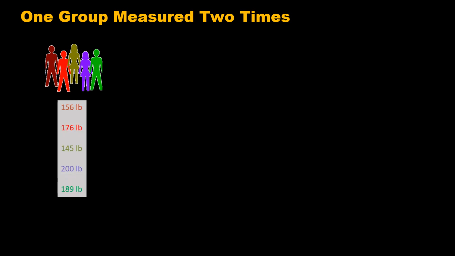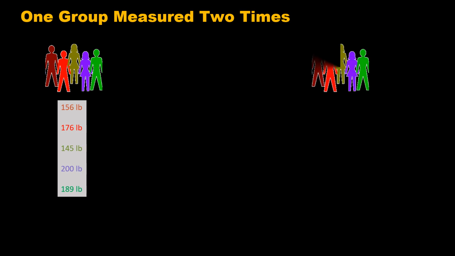Here I consider two cases. Case 1. Here we consider a group of people and we measure the weight of each person. Now we have 5 observations of 5 people. This is our observation set of this sample.